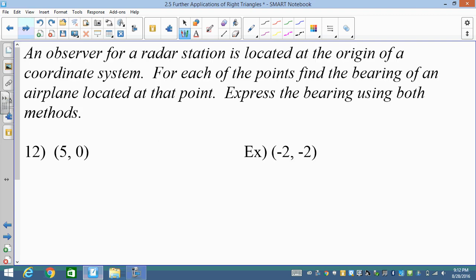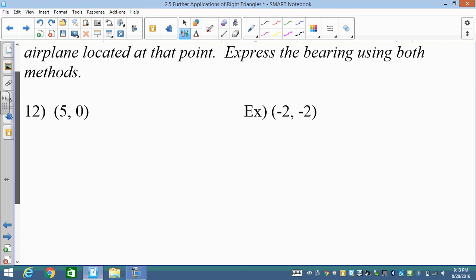All right, so let's get you working on some of these. Observe, our radar station is located at the origin of the coordinate system. For each of the points, find the bearing of an airplane located at that point. Express the bearing using both methods.